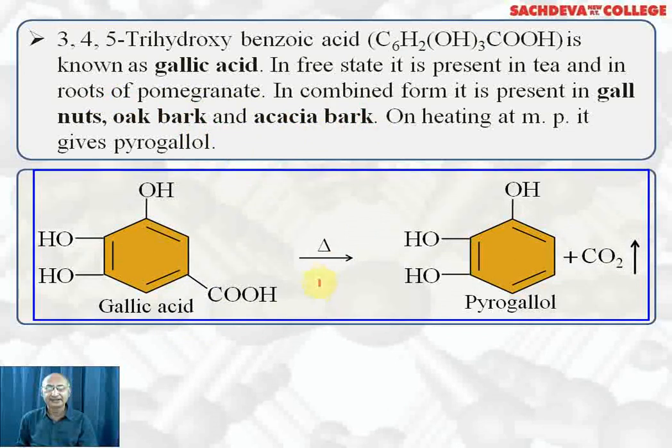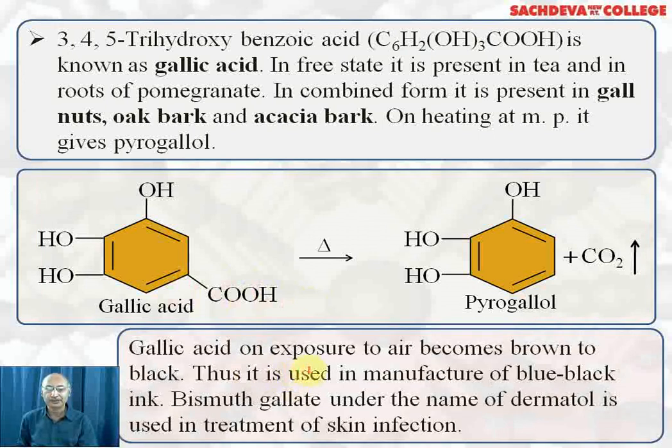This is gallic acid. When we heat, decarboxylation takes place and we get pyrogallol, which is benzene 1,2,3 triol, and it is the best absorber of oxygen. So this reaction involves decarboxylation or removal of carbon dioxide. Gallic acid on exposure to air becomes brown or black. That is why it is used in manufacture of blue-black ink.